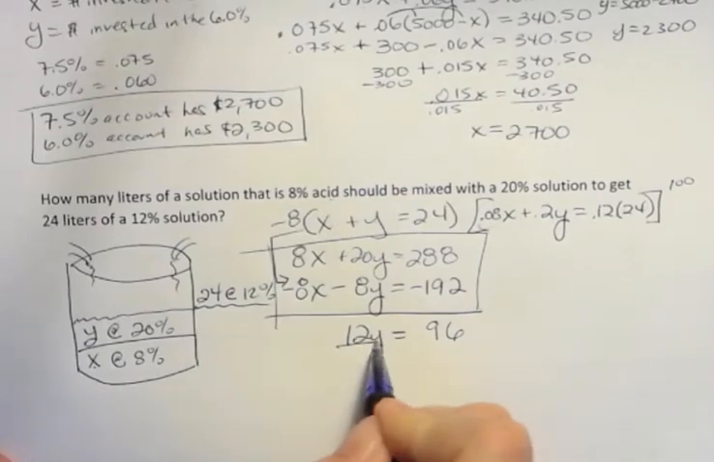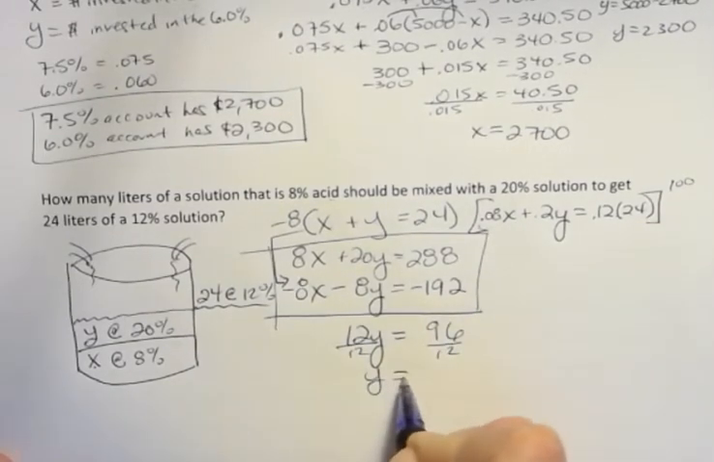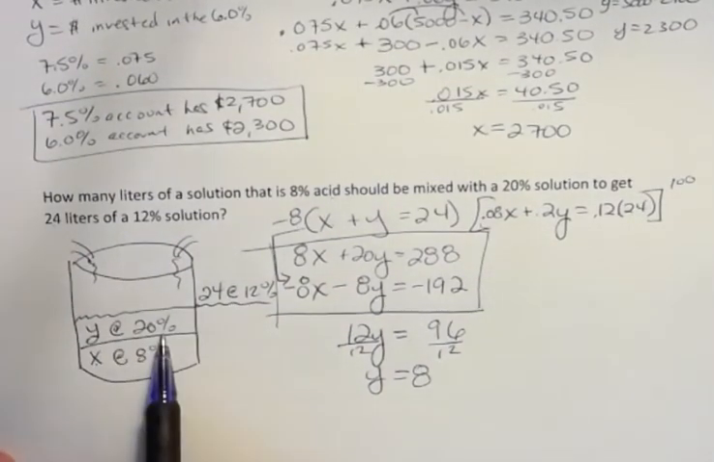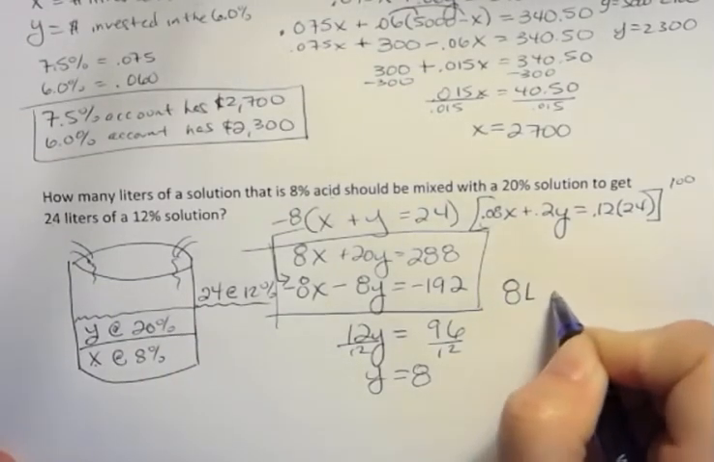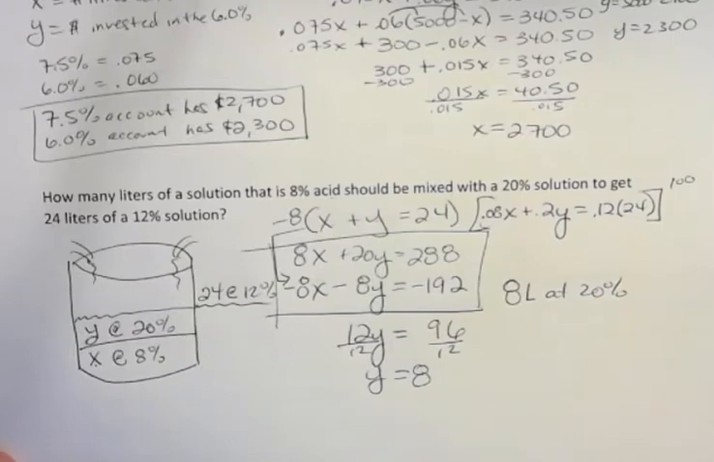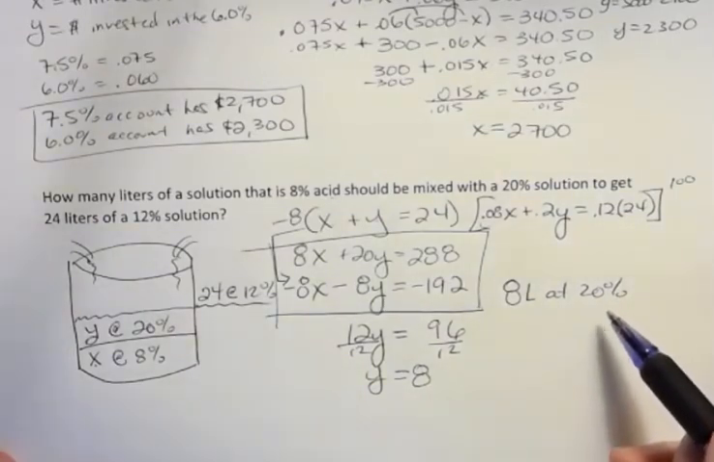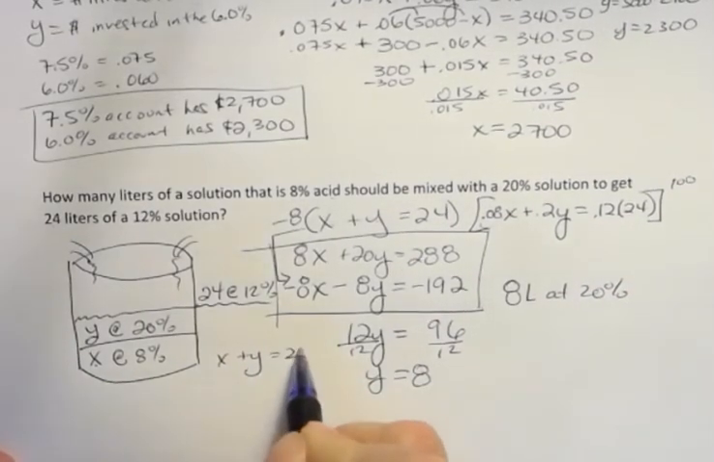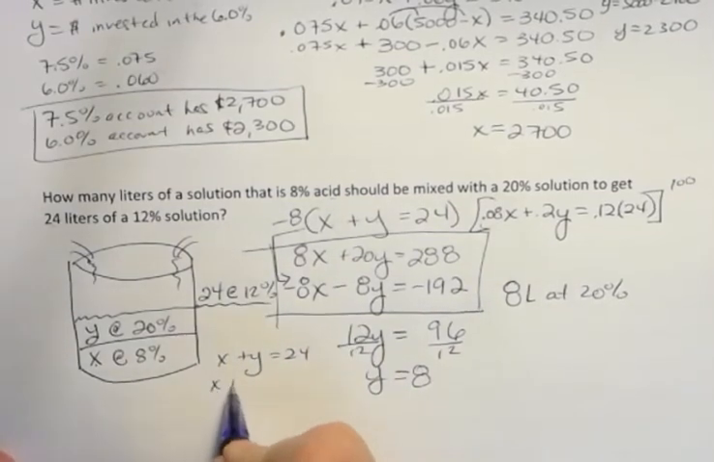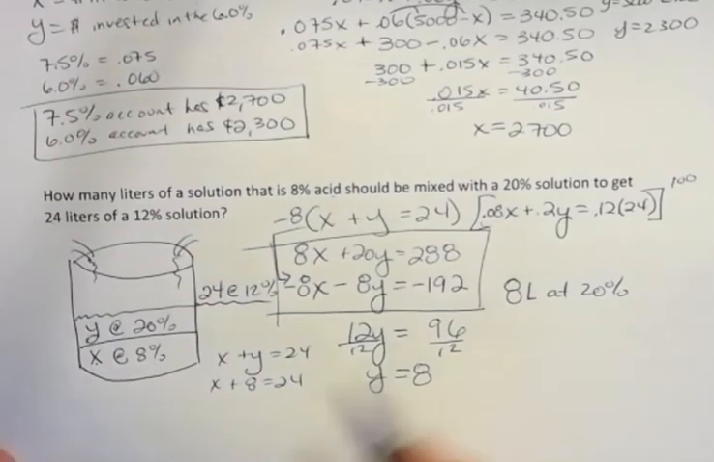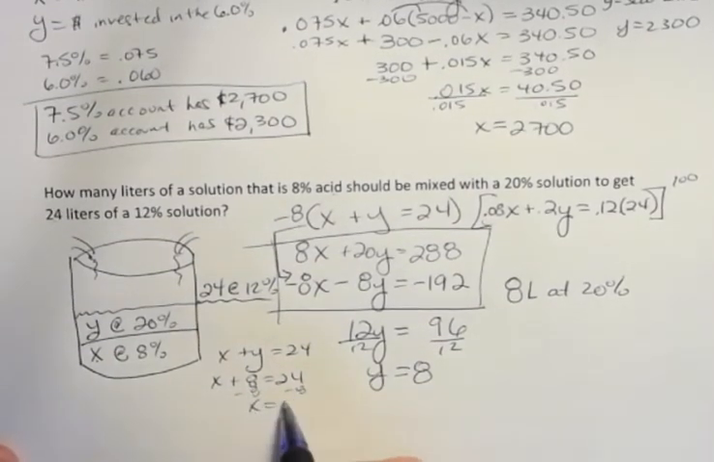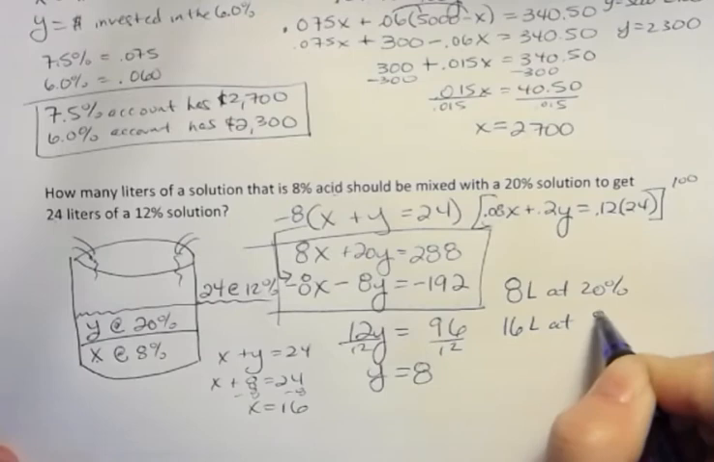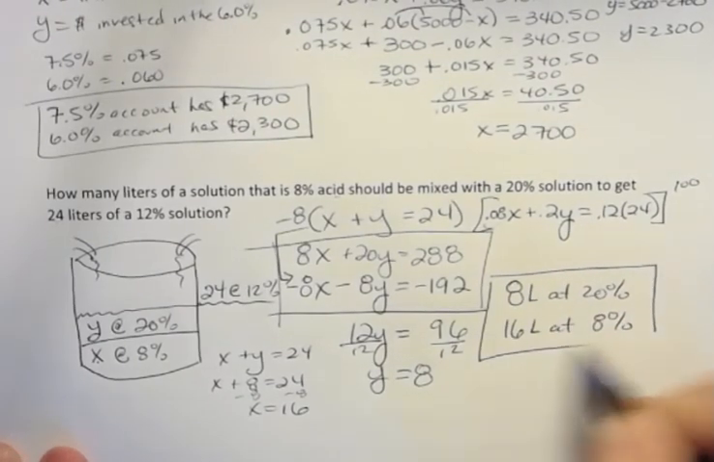Then I'm going to divide both sides by 12 and get y equals 8. What does 8 mean to me? Well, y was the number of liters at 20%, so I have 8 liters at 20%. How many liters do I have at 8%? Well, I have 24 liters altogether, and x plus y was 24. So now I know that y is 8, I can easily plug that in and figure out that x has to be 16. So I have 16 liters at 8%. So I, again, stated my answer very clearly.